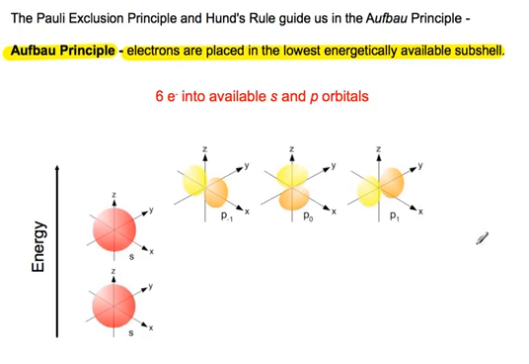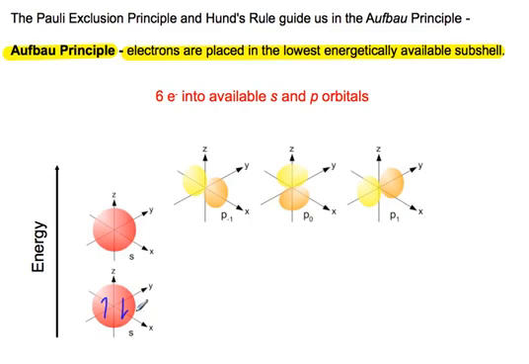So Aufbau says we start at the bottom. We start at the lowest energetically stable subshell. Well, again, here's my energy guideline, increasing energy from bottom to top. I'm going to put 6 electrons into these orbitals. So Aufbau says they start at the bottom. So there I start at the bottom with that first lowest energy subshell. And I can put 2 electrons in there.